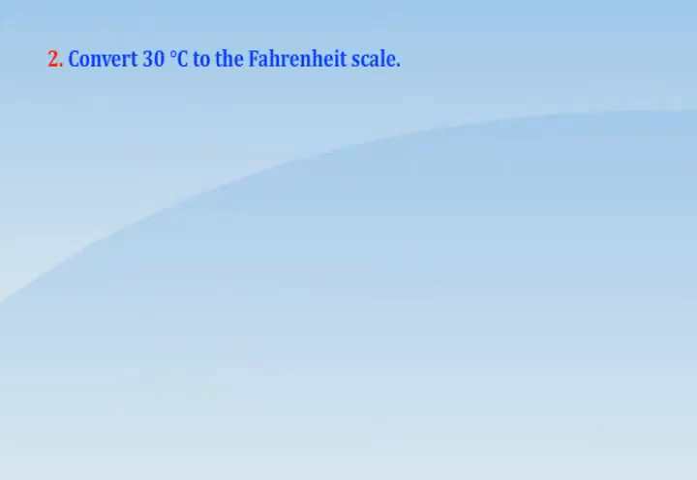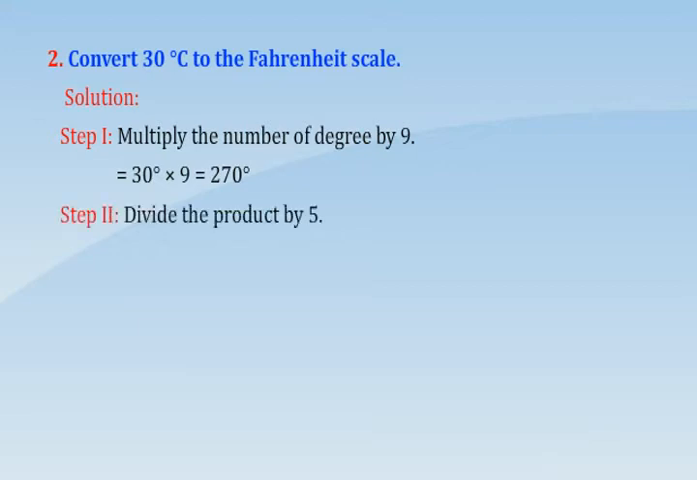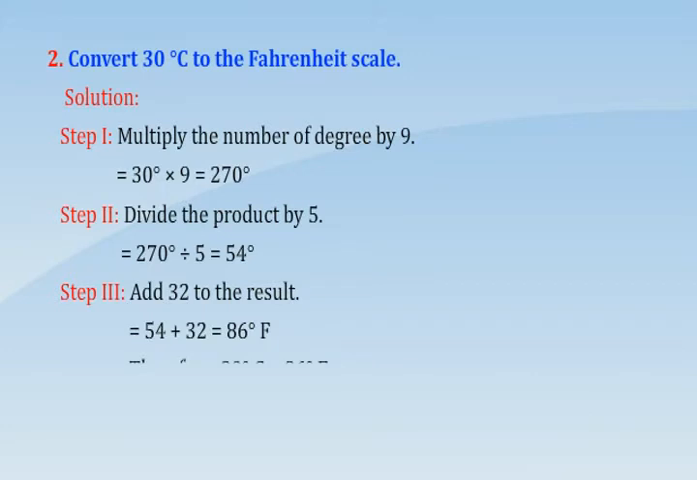Convert 30 degrees Celsius to the Fahrenheit scale. Solution. Step 1. Multiply the number of degrees by 9. 30 degrees into 9 is equal to 270 degrees. Step 2. Divide the product by 5. 270 degrees divided by 5 is equal to 54 degrees. Step 3. Add 32 to the result. 54 plus 32 is equal to 86 Fahrenheit. Therefore, 30 degrees Celsius is equal to 86 Fahrenheit.